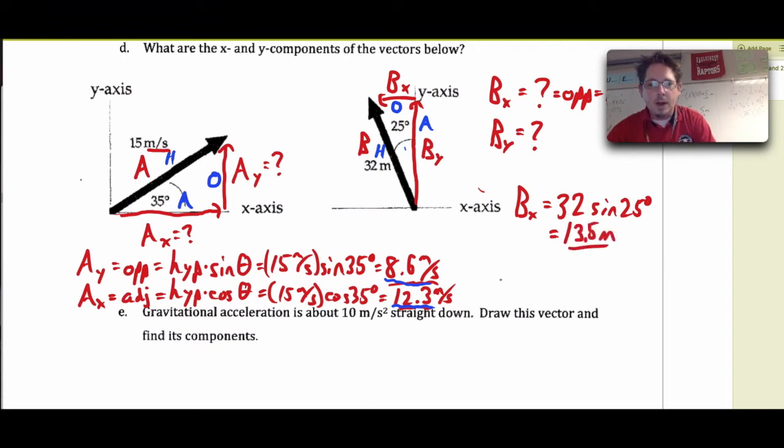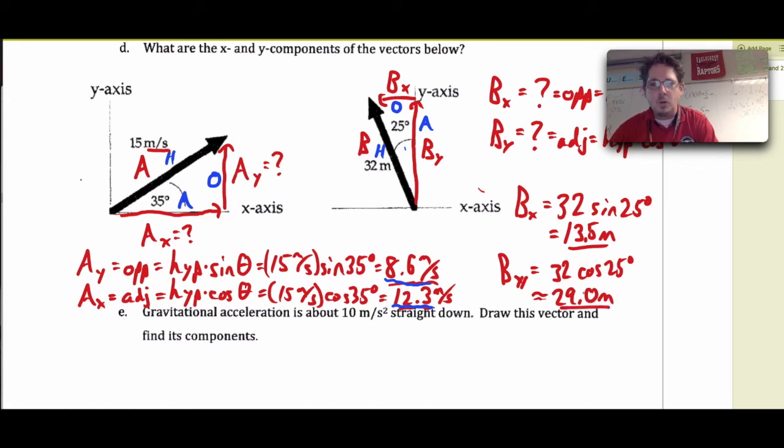And my BY, well, my BY is adjacent, and my adjacent is hypotenuse times the cosine of theta. So 32 times cosine of 25, and I get about 29. So x component, y component.